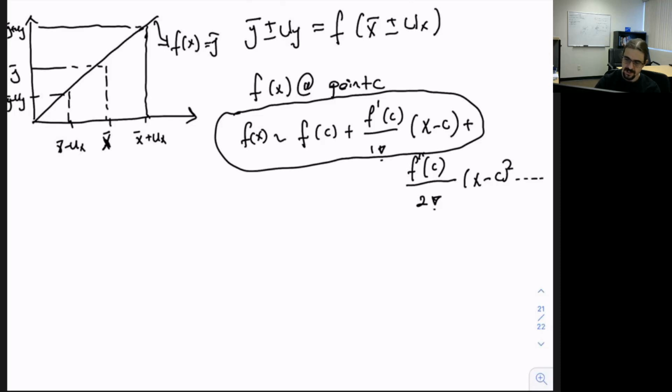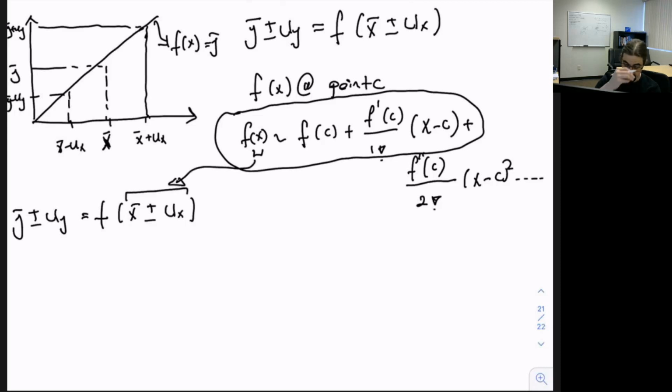Okay, let's then see how we can estimate Y bar plus minus Uy, which is actually defined as f of X bar plus minus Ux. Basically, what I'm going to do here is that whenever I see f(x), in this example, I'm going to replace it by X bar plus minus Ux, and that should give me the estimation of the error in Uy.